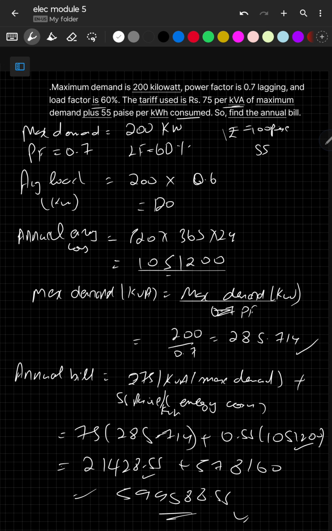Okay. So that's it. We are calculating for the annual bill. Annual is yearly bill, right? So if we calculate for 30 days now, it will be different. Here we are only learning annual bill.